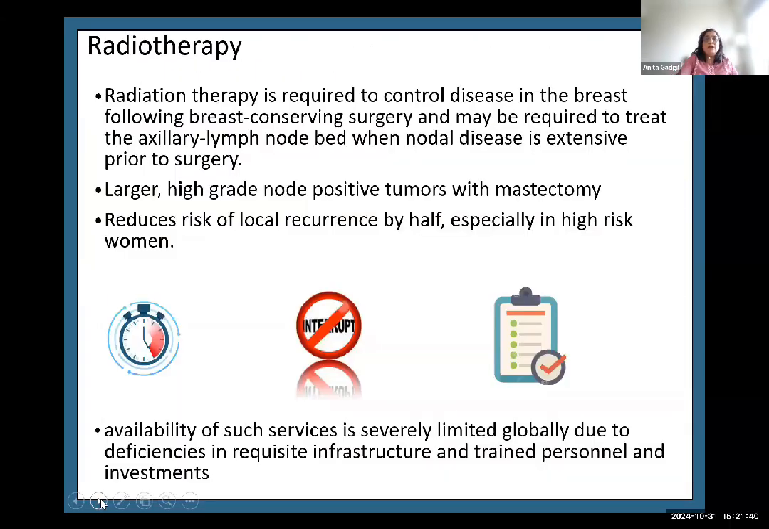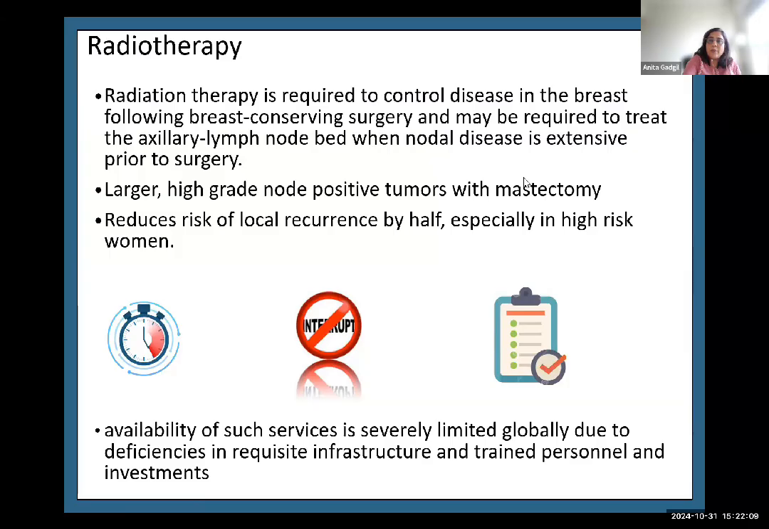Moving on to radiotherapy. Radiotherapy is required to control disease in the breast following breast conservation surgery, and it may be required to treat the axillary lymph node bed when the nodal disease is extensive prior to surgery. Similarly, large high-grade node-positive tumors after mastectomy also will require radiotherapy. It reduces the local recurrence rate by half, especially in high-risk women.